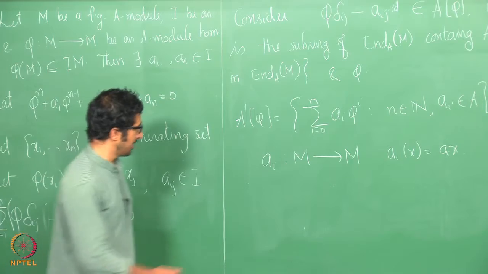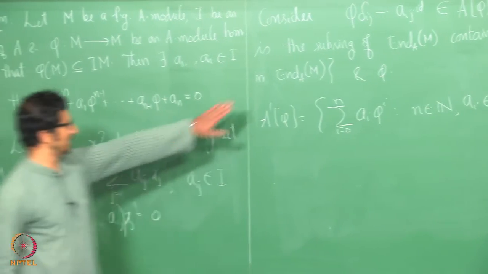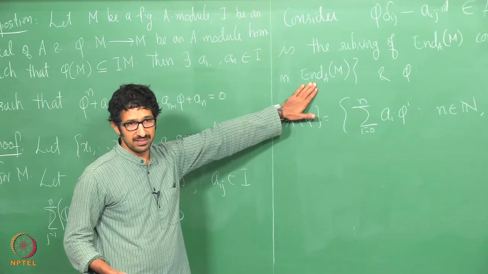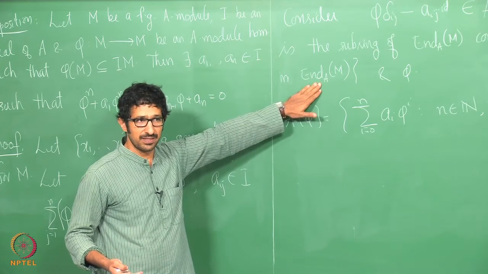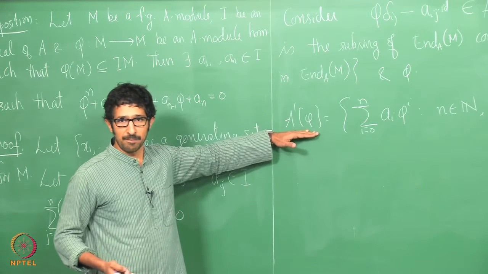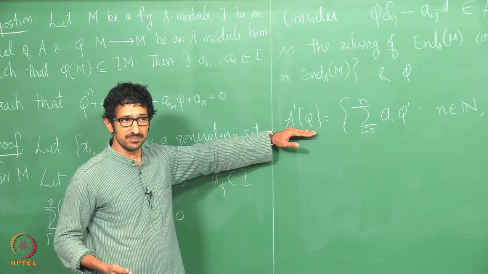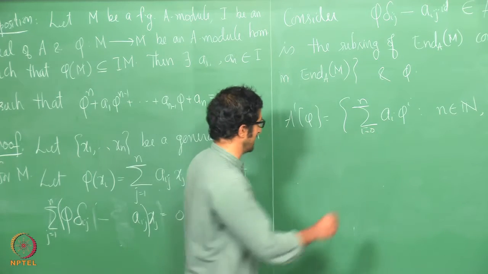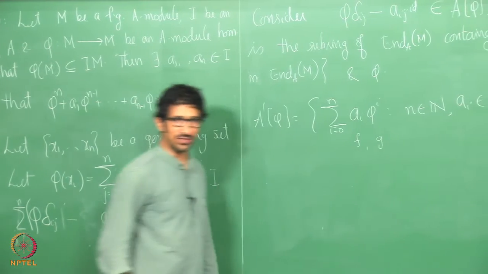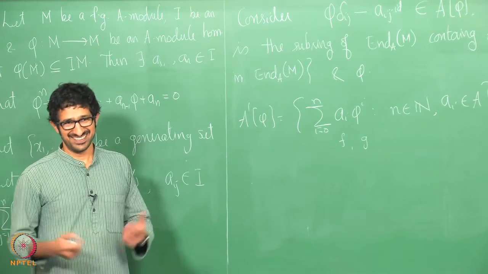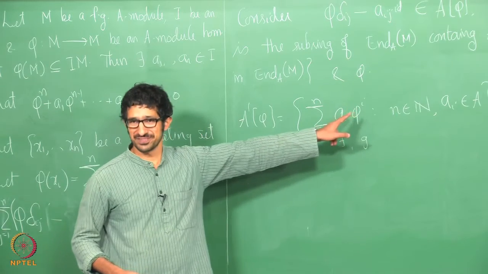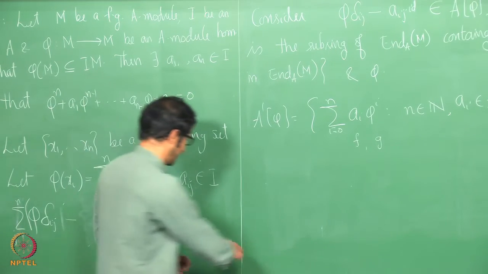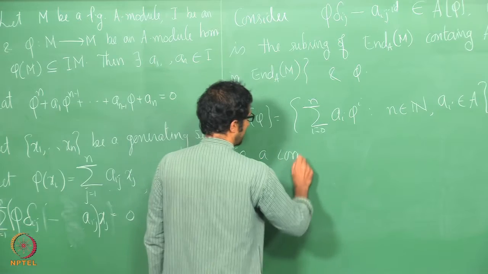Now the endomorphism ring End M is not a commutative ring. In most cases, in the general case, this is not commutative. What can you say about this ring? Take any two elements f and g. Because the ai are from a commutative ring and phi commutes. Phi always commutes: phi n composed with phi m is the same as phi m composed with phi n. So therefore this is a commutative subring of the endomorphism ring.